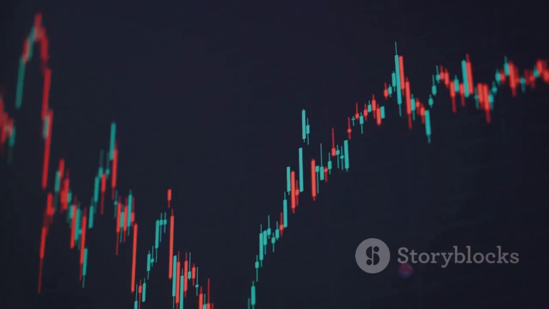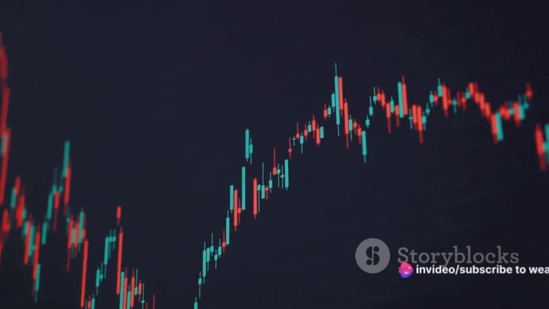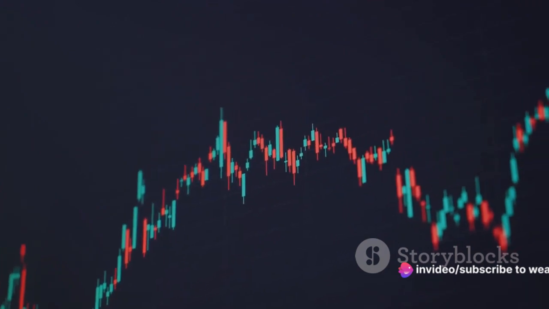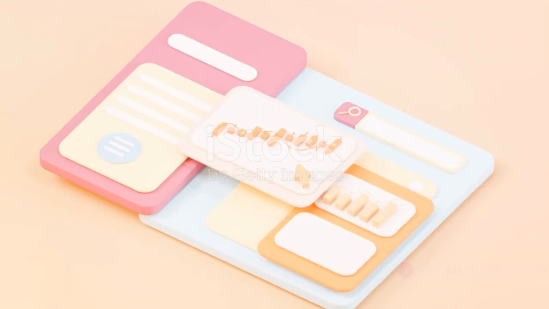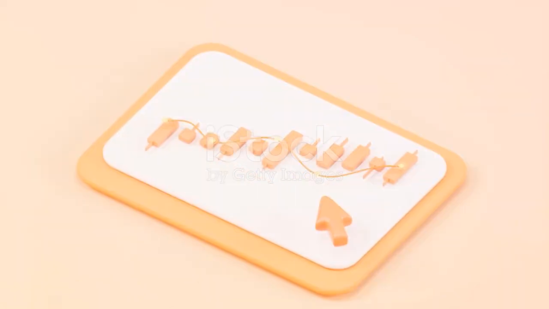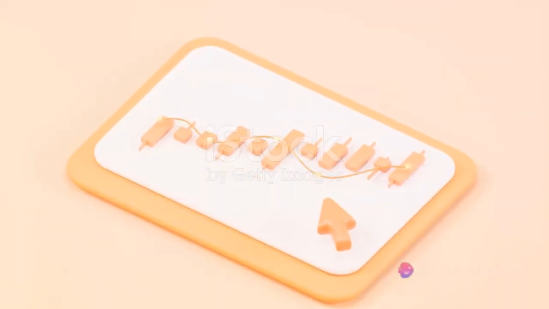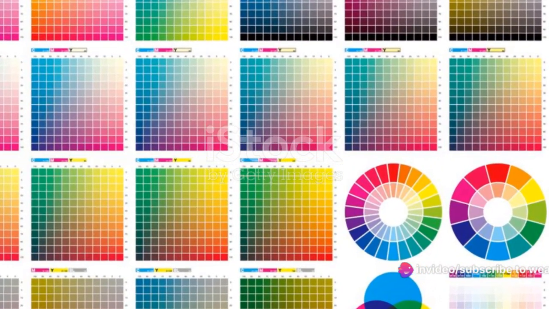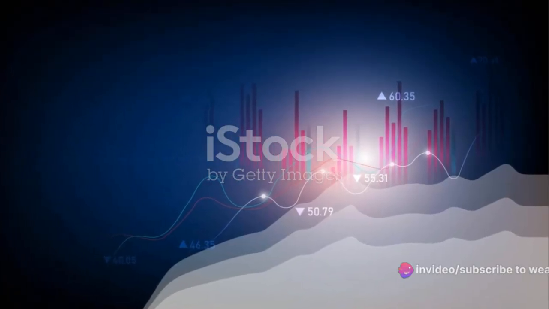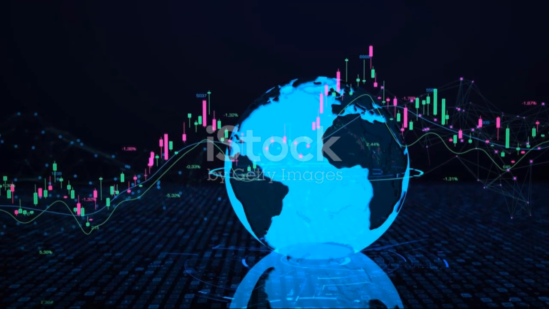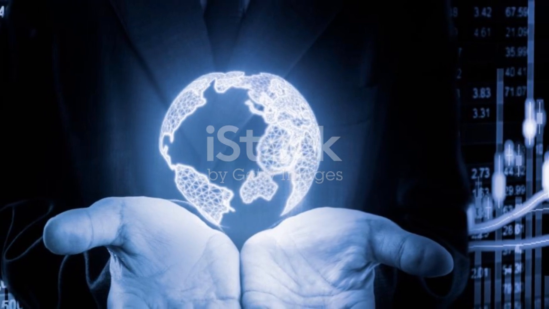Finally, the candlestick charts. Originating from Japan over 3 centuries ago, these charts provide the same information as bar charts, but in a visually distinct way. They use a thick body to represent the range between opening and closing prices and thin lines, or wicks, to show the highs and lows. The body's color indicates whether the asset closed higher or lower than its opening price, making it easier to spot market trends. Now, why is charting significant?